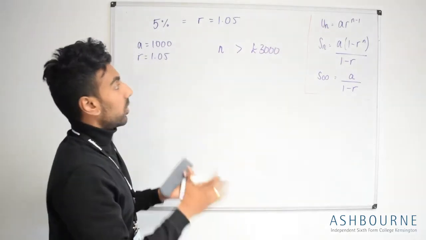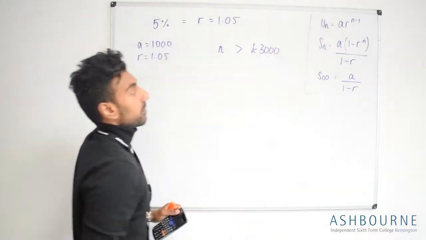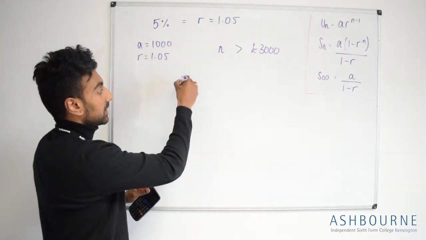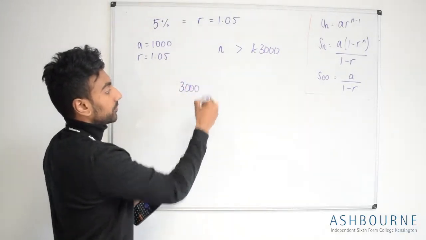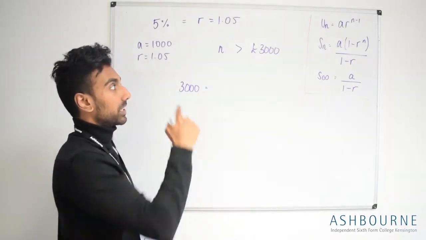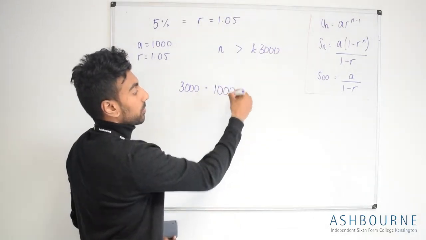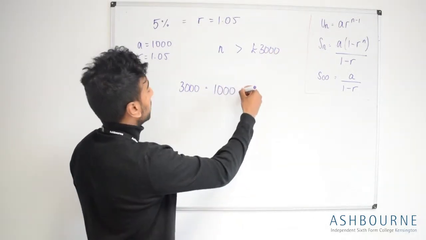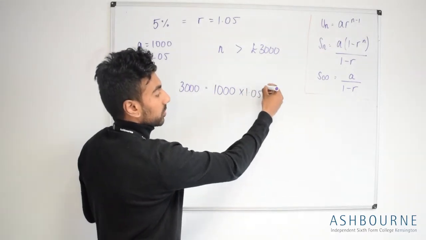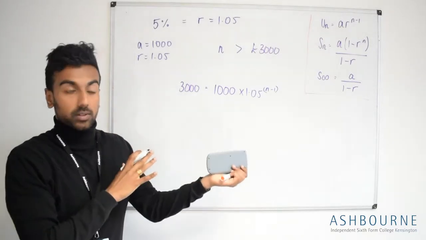Alright? So we're going to set up our formula again. It's the same formula that we're going to use, but this time we don't know what n is. We've got to work that out. So let's say 3,000. Okay? We're going to try and work out the value of n that will give me 3,000. So we put it into our formula, a r to the n minus 1. So we've got a times r to the n minus 1. This is what I've got set up, and now I've got to solve it.